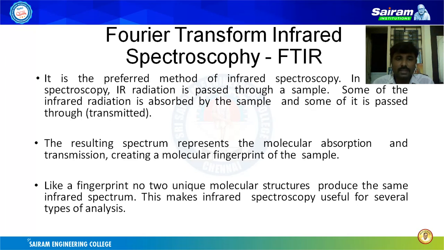The resulting spectrum represents the molecular absorption and transmission, creating a molecular fingerprint of the sample. Like a fingerprint, no two unique molecular structures produce the same infrared spectrum. This makes infrared spectroscopy useful for several types of analysis. Everybody knows the fingerprint is unique for human beings. In the same way, molecular structures are different and unique for the different components present in the sample.